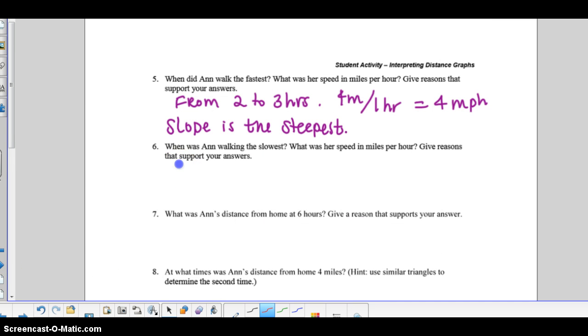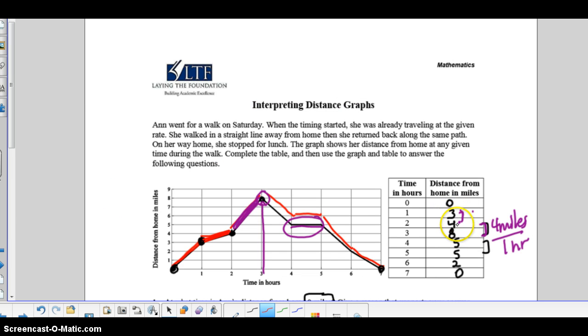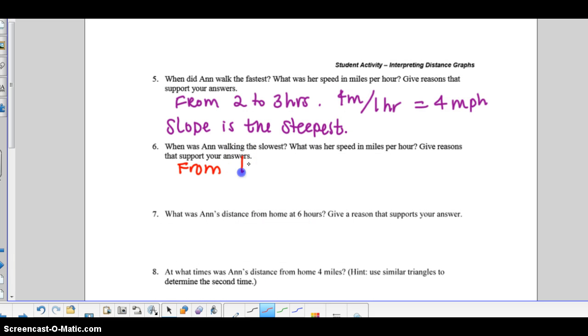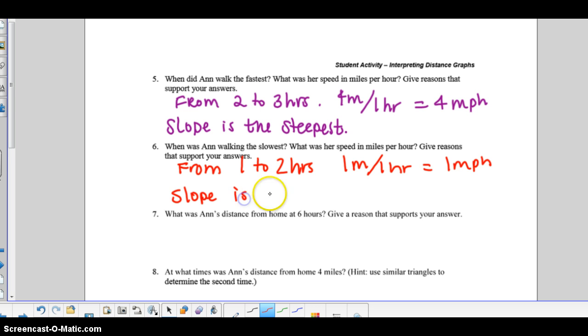So we would say, and that was from, look at it again, it was from 1 to 2 hours. She covered 1 mile in 1 hour, which means that's 1 mile per hour. And it's where the slope is the least steep. Or maybe we should say where the slope is the flattest.